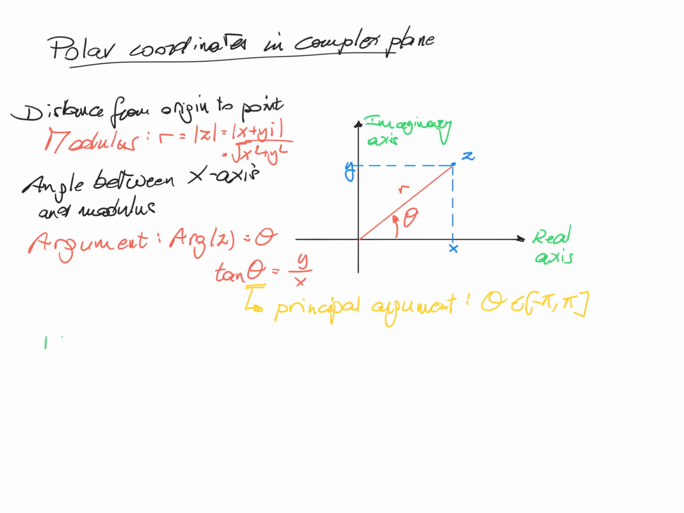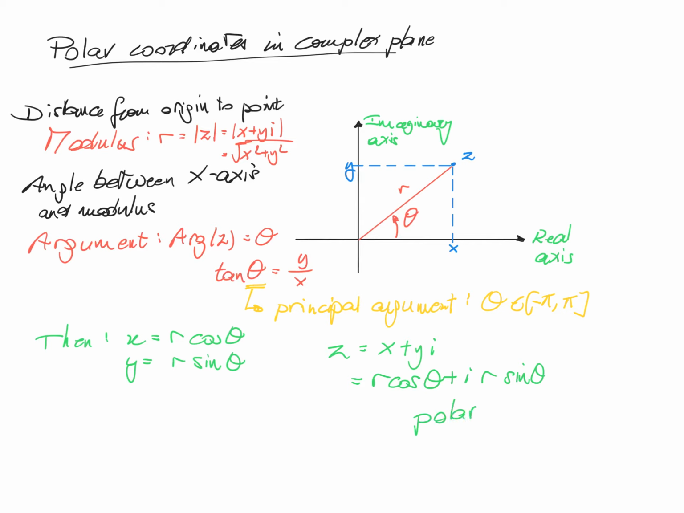With these definitions, we get that x is r times cosine of theta, y is r times the sine of theta, and z is x plus yi. This is equal to r times cosine theta plus i r sine of theta, and this representation is called the polar representation of the complex point. Let's then apply this polar representation for some examples.